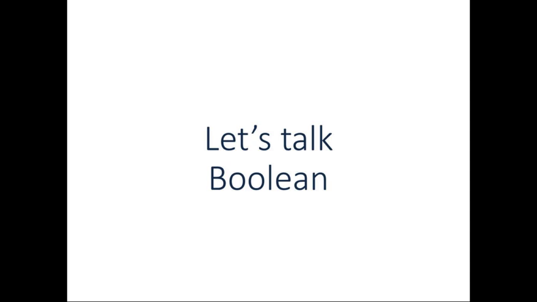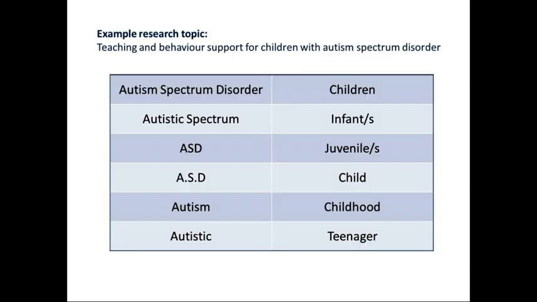What we're going to do today is talk about how you can use Boolean on a list of keywords to effectively create searches. So what we've got here is a selection of keywords from a brainstorming exercise on the example research topic at the top. Now this topic is being used in all of our videos and it is teaching and behaviour support for children with autism spectrum disorder.